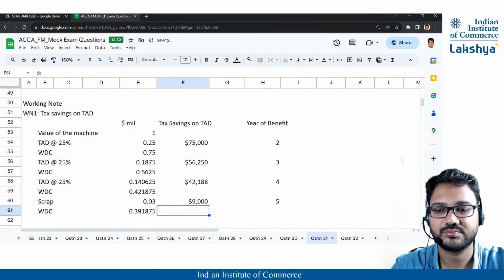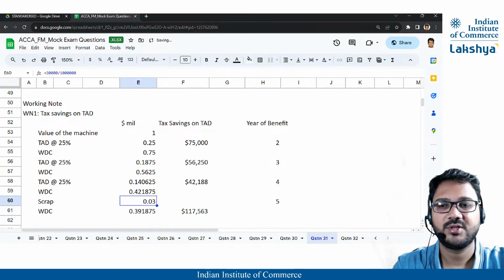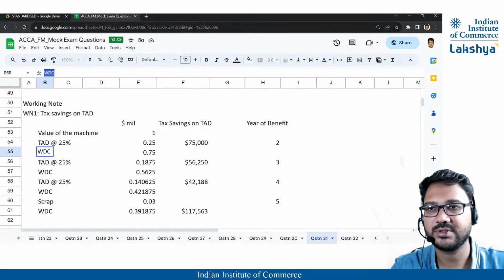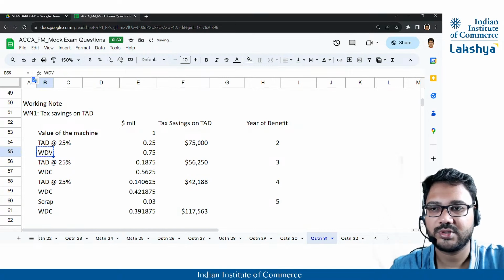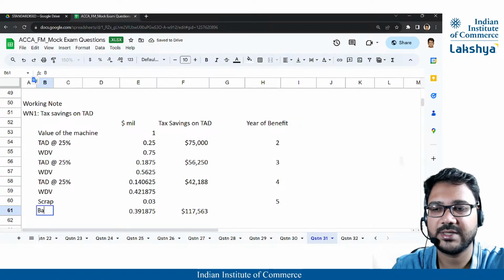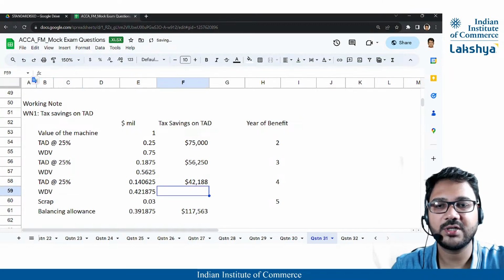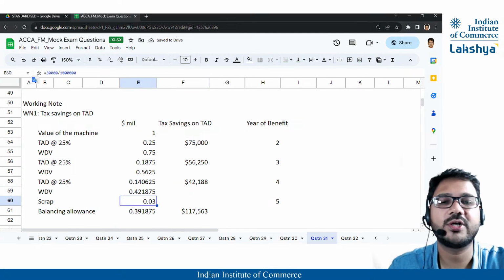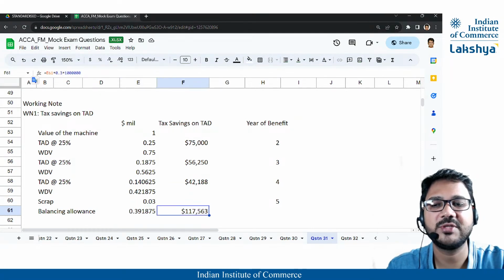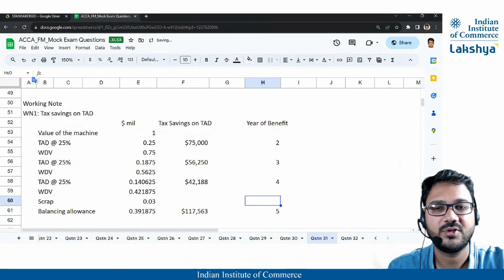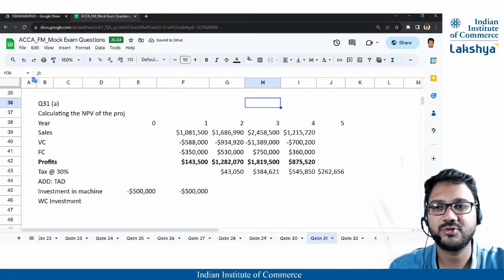Sorry. Okay. So it's on the WDV. Wait a minute. WDV, written down value. Okay, now this is the balancing allowance. Over here, remember to shift it because this is not a depreciation. Okay, tax savings will be on the balancing allowance, and this will accrue in year 5. All right, so we'll just put those values down.